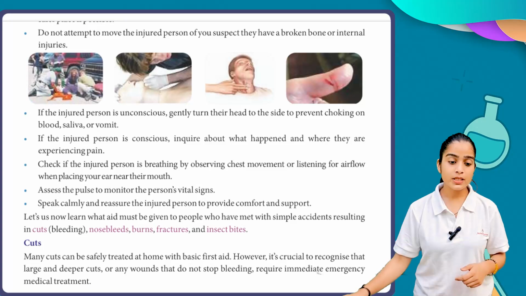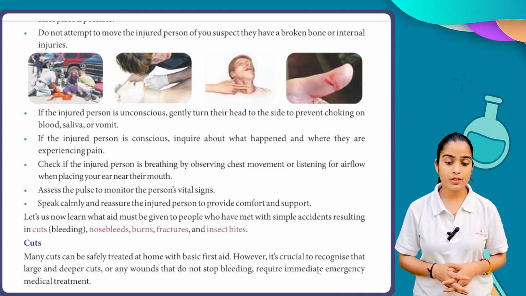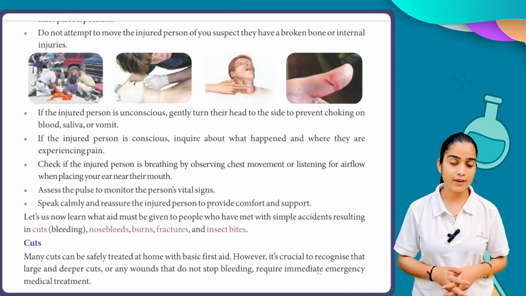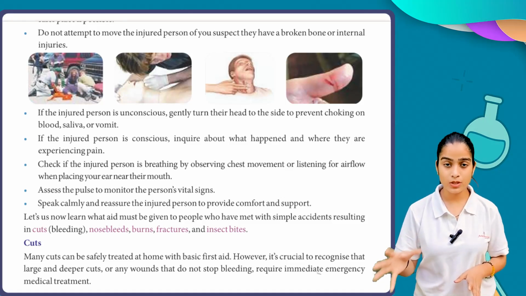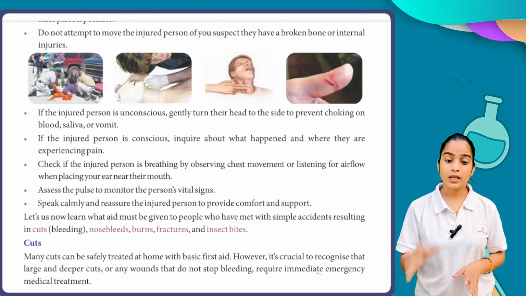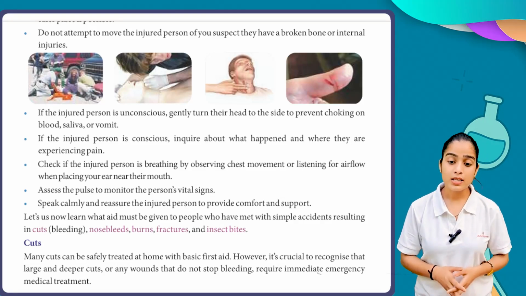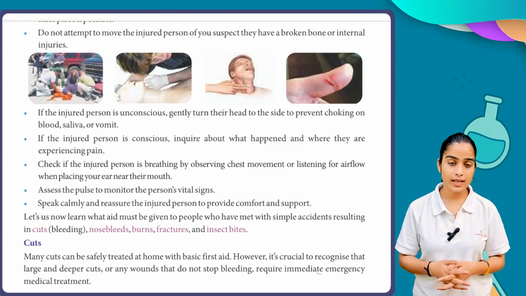If the injured person is unconscious, gently turn their head to the side to prevent choking on blood, saliva, or vomit. So always keep in mind that if the injured person is unconscious, you have to turn their head to the side to prevent choking on blood, saliva, or vomit.